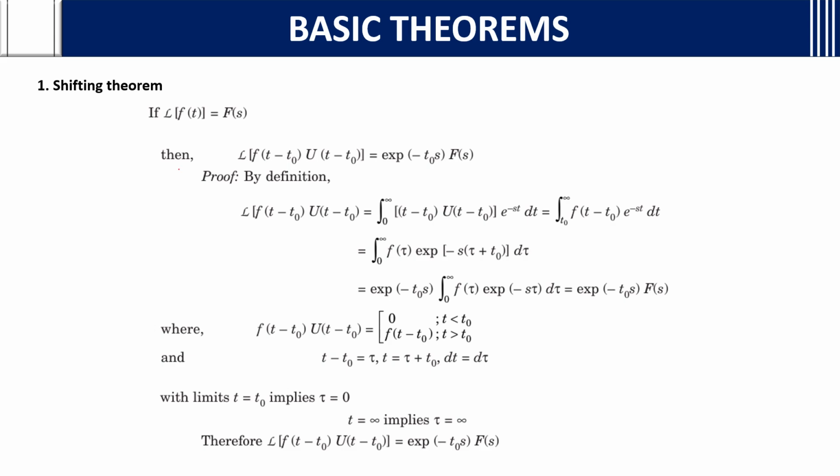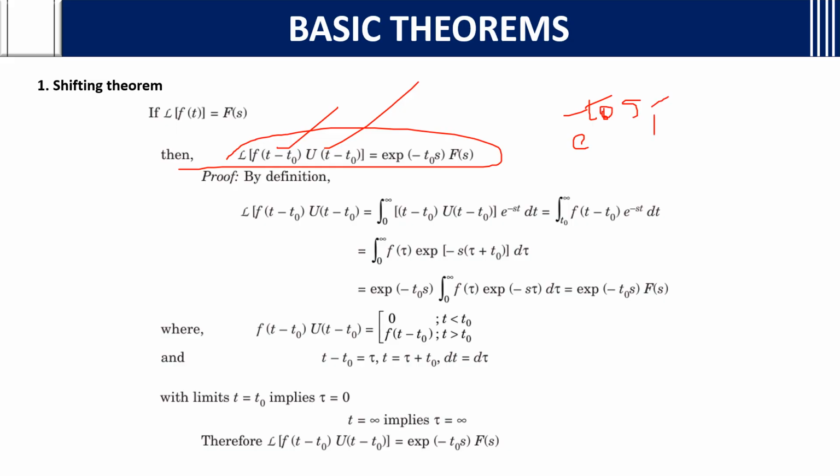This is the equation we get. If we take f of t minus t naught into u of t minus t naught, you will get e power minus t naught s into F of s. So we can write it in this form. How can we do that? There is a proof for it.